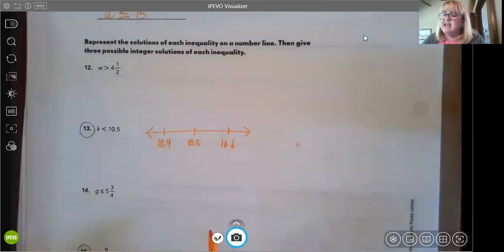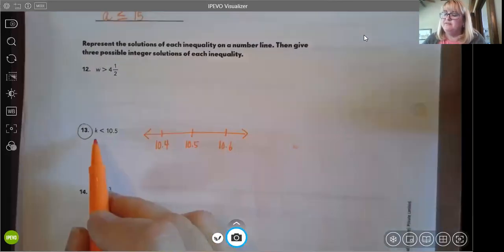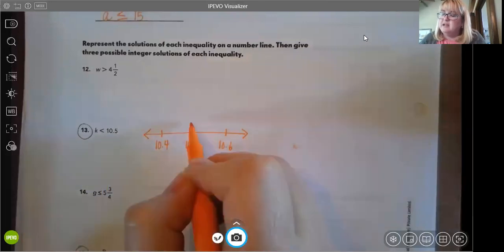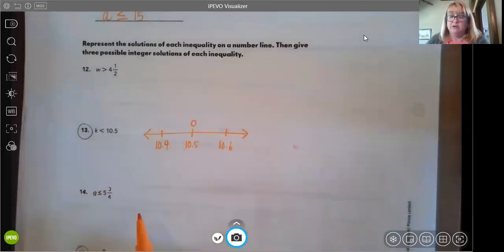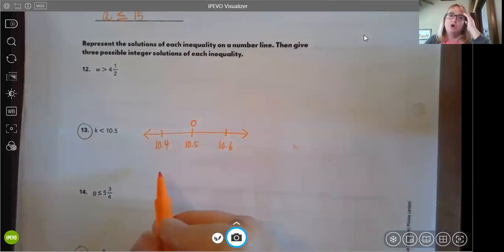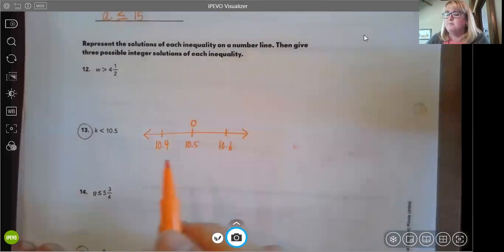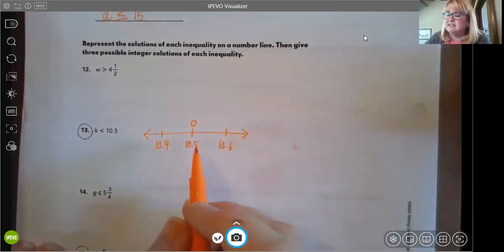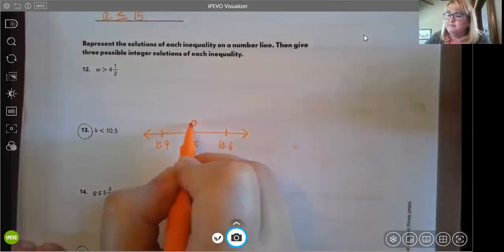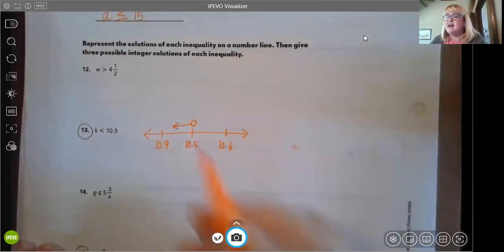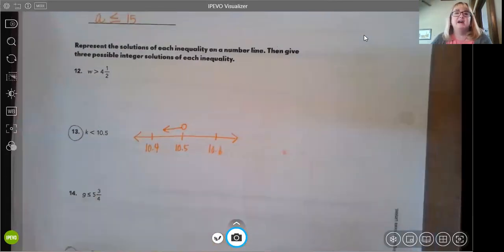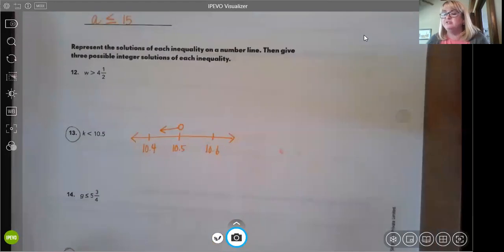All right, it says K is less than 10.5. Now, do I need to color in that circle? Well, the answer is no, because it's just less than. It's not less than or equal to. So the open circle, all the numbers that are less than 10.5 go this way. So that is the number line. That's the graph of our solution set.